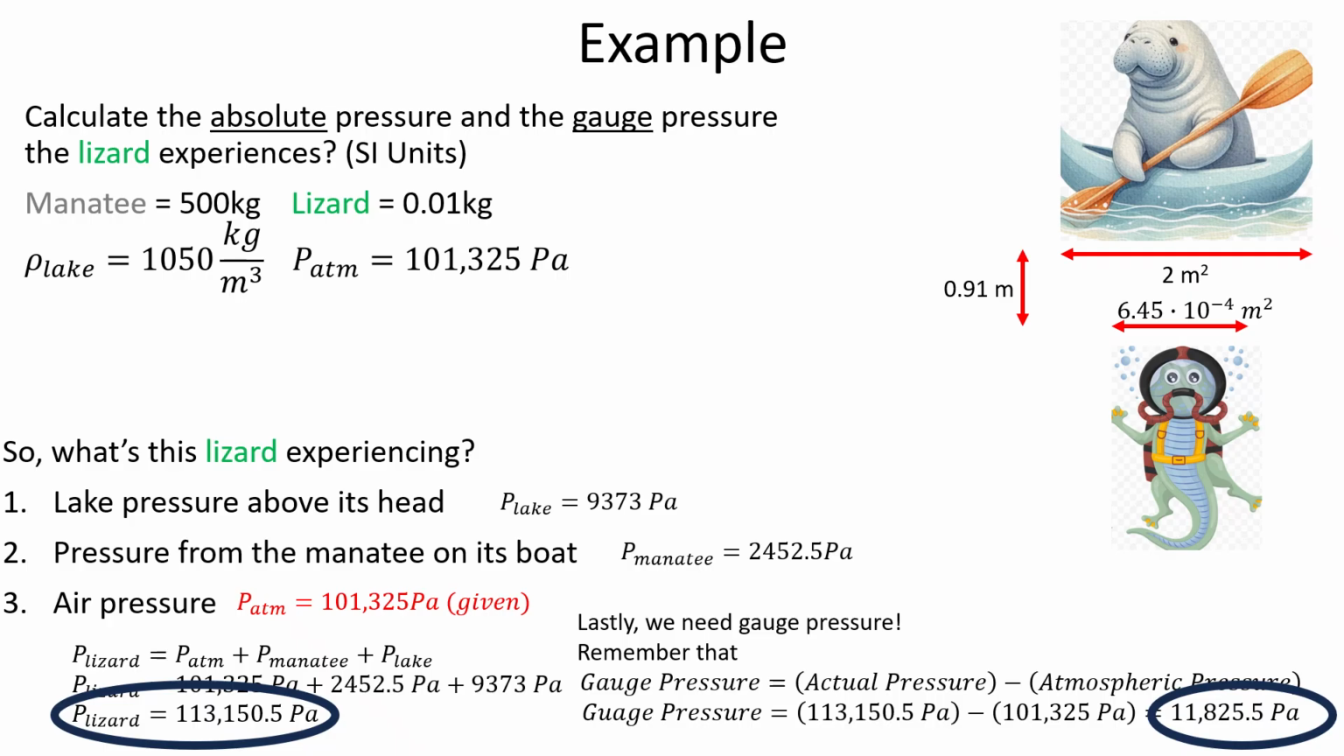The significance of this gauge pressure, again, is if it were 0, that would mean that the absolute pressure that the lizard is experiencing is equal to the pressure of the atmosphere. If it were negative, that means the lizard was experiencing some sort of a suction upward. And if it was positive, that means it's being pressed downward. There's more pressure from above. It's higher than the atmospheric pressure, which we know is true.